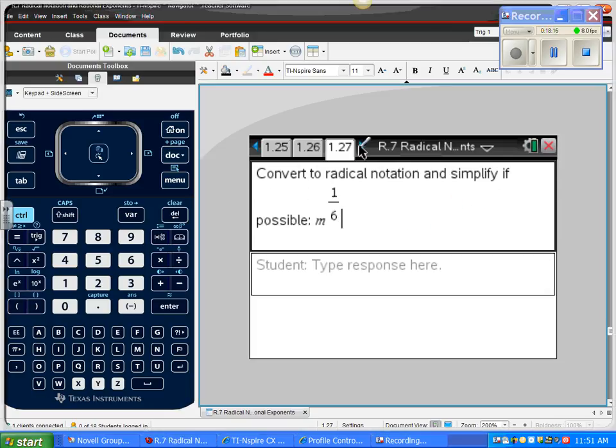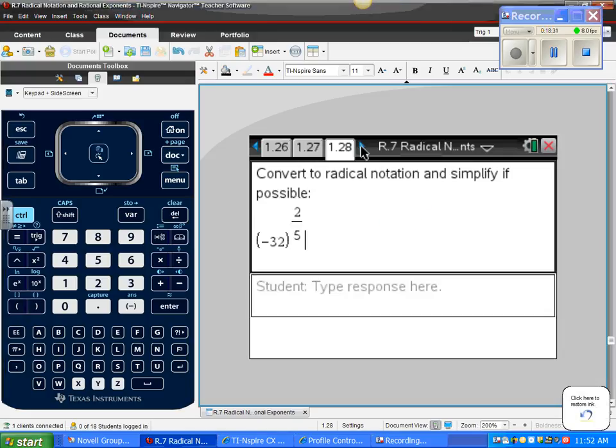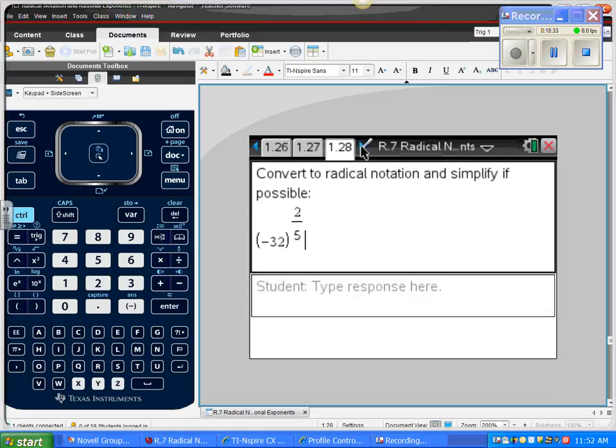Okay, convert to radical notation. Simplify if possible, m to the 1/6. Denominator is the index, numerator is the power. So you should be getting pretty quick at this, right? All right, let's try another. Denominator, index, numerator, power. It's just another way to write it.